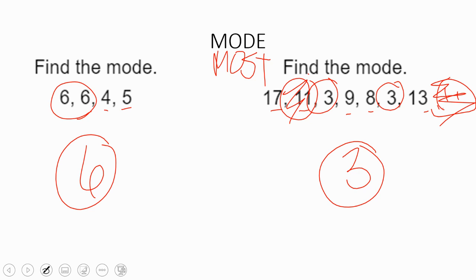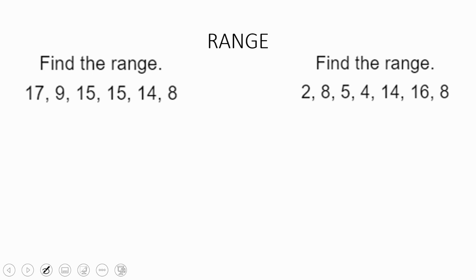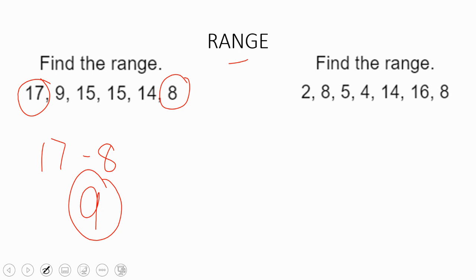But like I said, I'm pretty sure that GMM will only give you problems with one mode. Range, so that is the difference. That's when you subtract. So you have to find the biggest number and subtract the smallest number. So in this case, your range would be 9. And the second one, we find the biggest number and we subtract the smallest number. So in this case, your range would be 14.